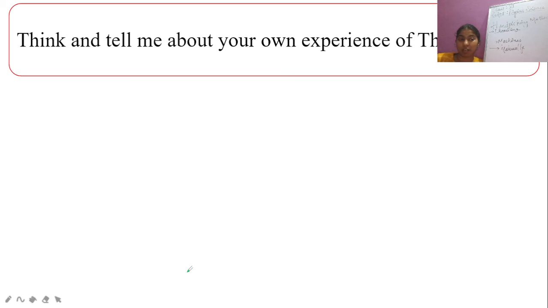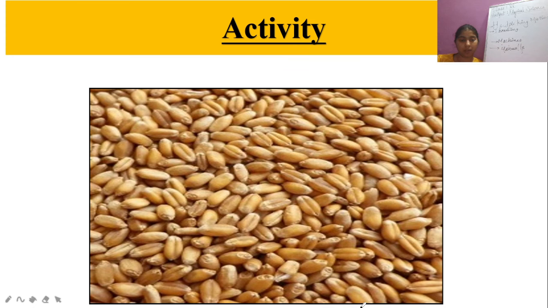So these are the types of threshings. Okay students, very good. Now, this is an activity. Firstly, you have to tell me what kind of grains are there, from which crop it is. Yes, very good, it is wheat grains, right? So let's see what we have to do with wheat grains.